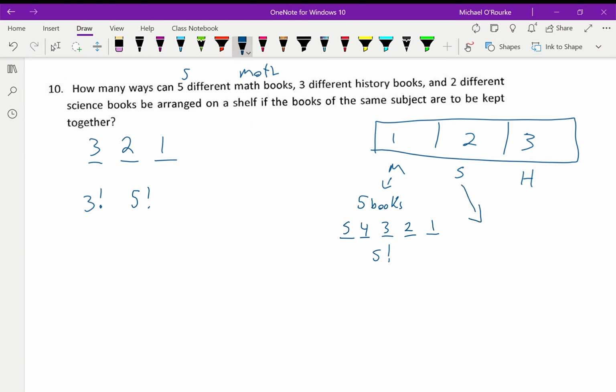Now the science has two different books, so we could go two and then one, which would be two factorial. Then finally, history has three books, which would be three, two, one, or three factorial. And then we're going to multiply all those together: 3 factorial times 2 factorial times 3 factorial times 5 factorial.